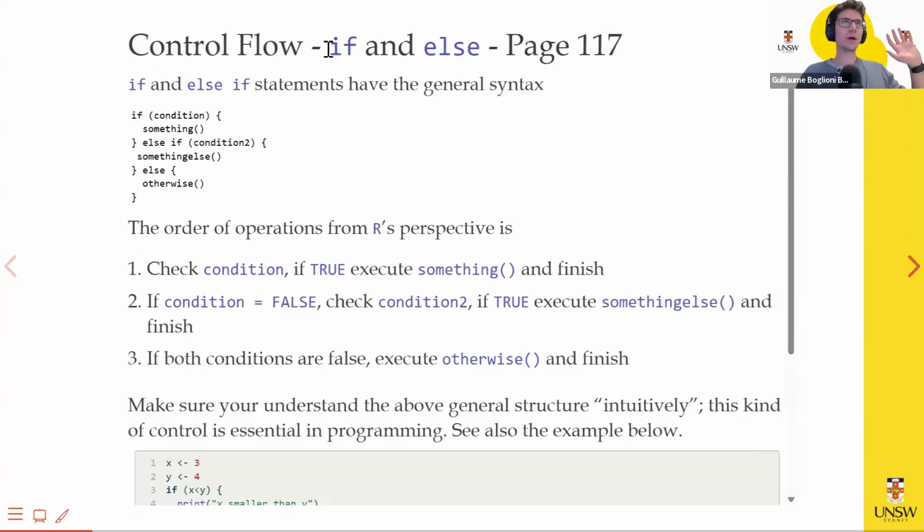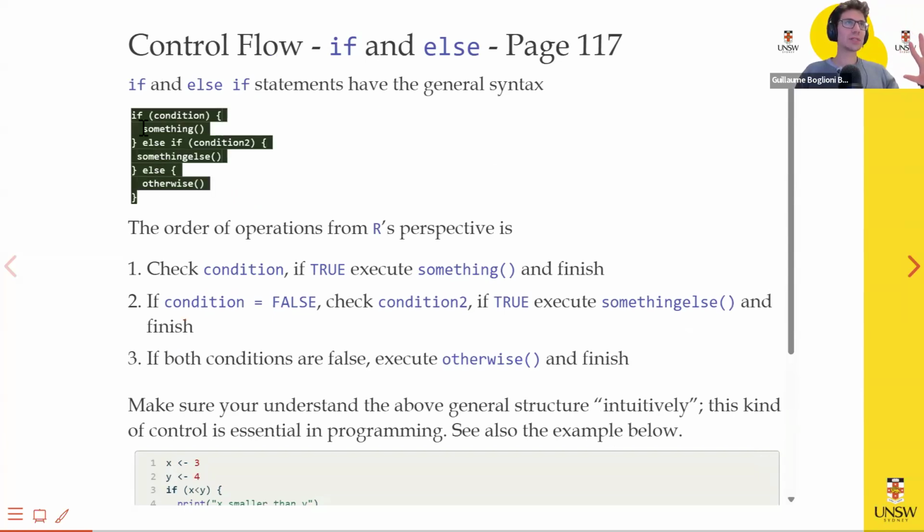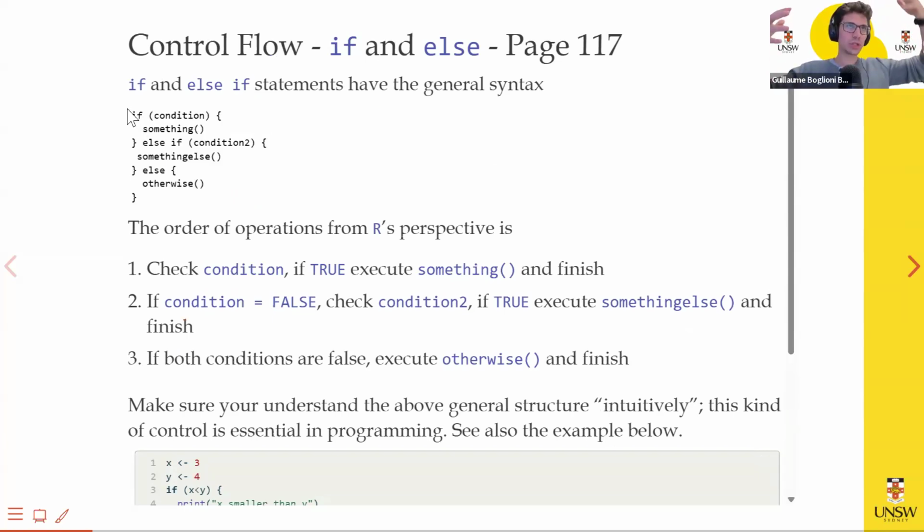So let's begin with the if-else statement. So the general structure or syntax is this. Now, this is not executable code. It's just to show you the structure. If a certain condition is true, then do something. Now, if the condition is false, so else, if another condition is true, then you do this, you do something else. And then if both those conditions are false, then lastly, you will do otherwise.